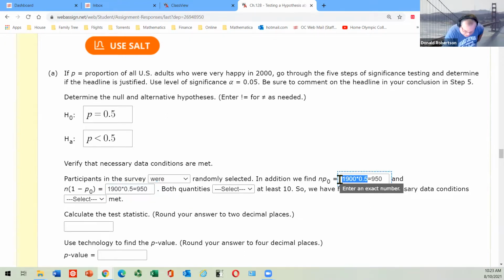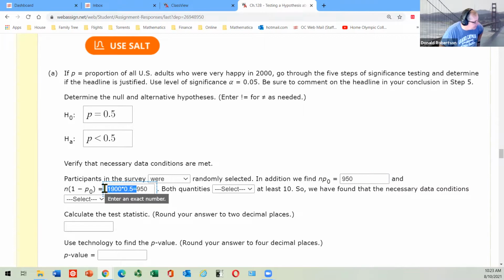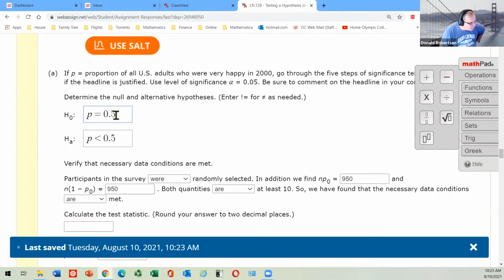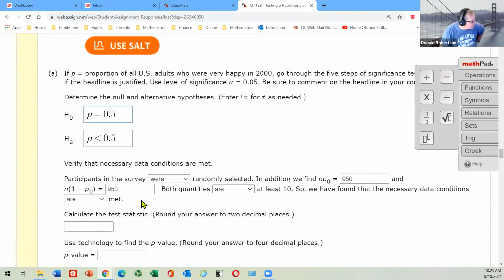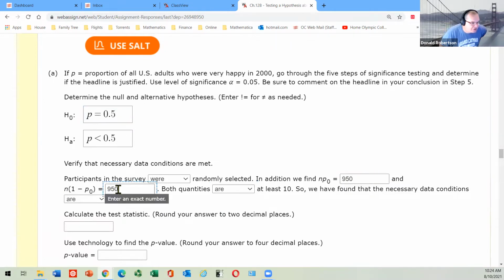So this is the check that the sample sizes are big enough. It's the 10 rule. Are N times P0 and N times (1 minus P0) at least 10? Both quantities are at least 10. So we have found the necessary data that all the conditions are met. Are we comfortable with how we went through this bit? So if the next time there's 200 people in the sample and that's 0.4, you will go 200 times 0.4 and 200 times 0.6. And hopefully these two answers will be at least 10.